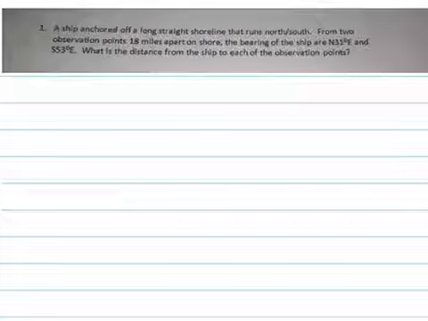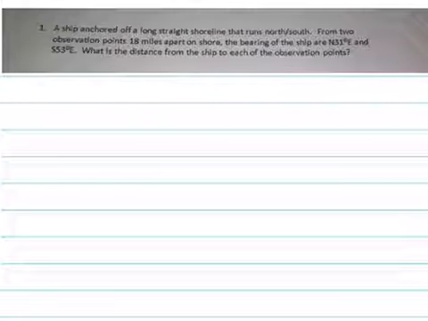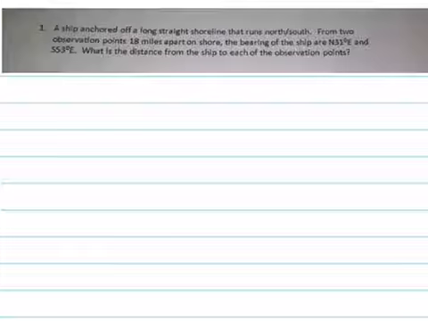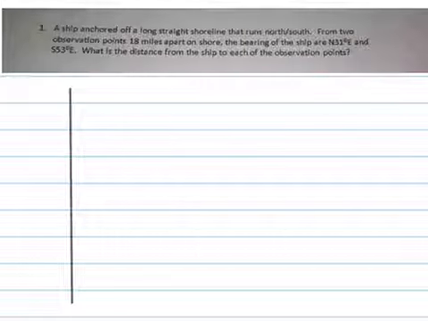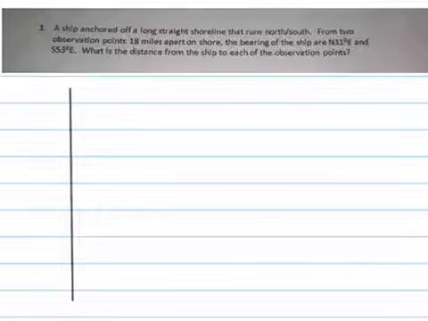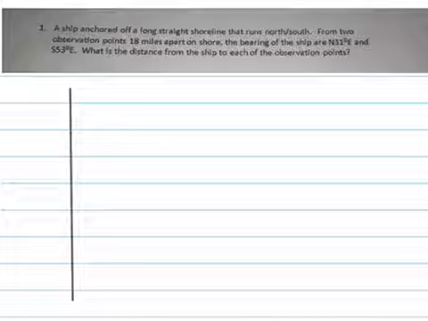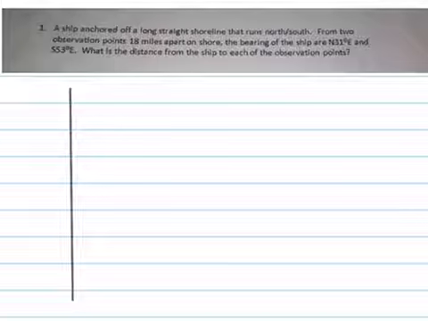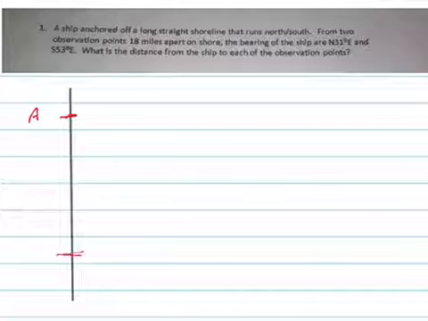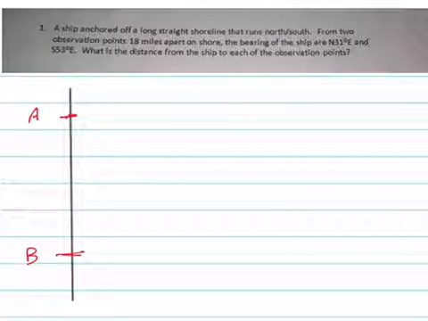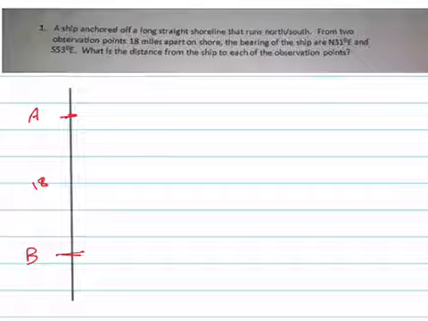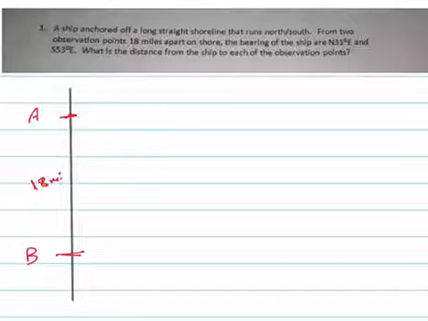A ship is anchored off a straight shoreline that runs north and south. So let's draw that shoreline, north and south. We're going east from two observation points 18 miles apart on the shore. We'll name our observation points A and B, and they're 18 miles apart. So 18 miles is the distance between them.